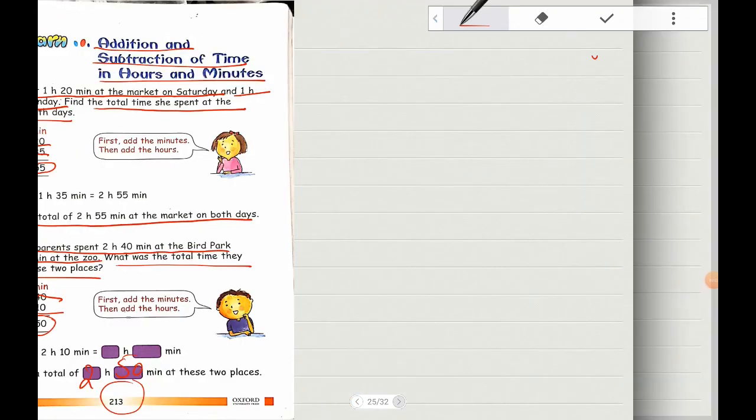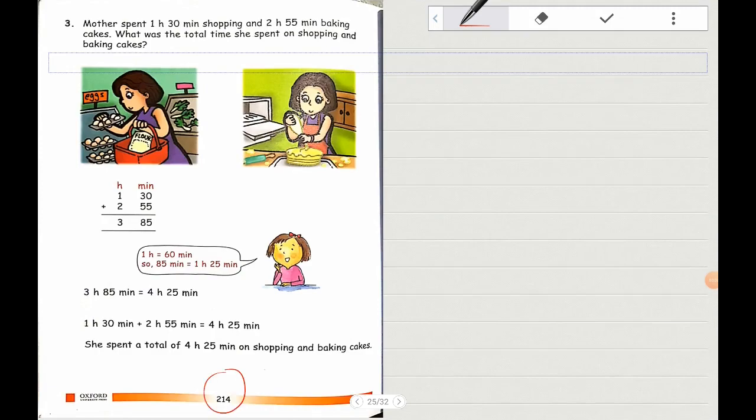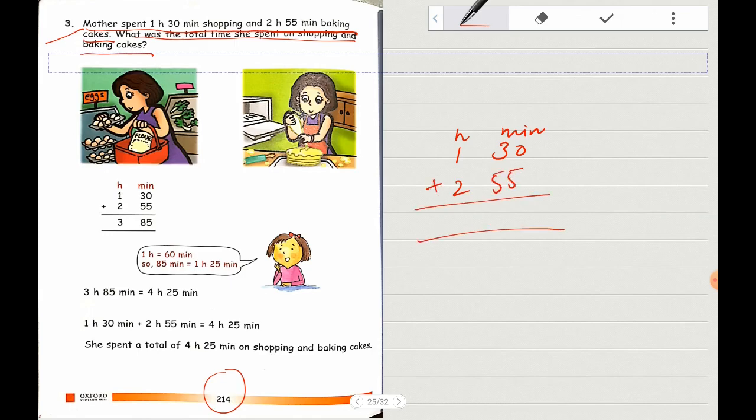Now move to our next page, page number 214. Look at the third example. Mother spent 1 hour 30 minutes shopping and 2 hours 55 minutes baking cakes. What was the total time she spent on shopping and baking cakes? Now you can see that, as I have already told you, you write minutes under minutes. 1 hour 30 minutes is for shopping time, and 2 hours 55 minutes is the baking time. Now you can easily find out the answer.